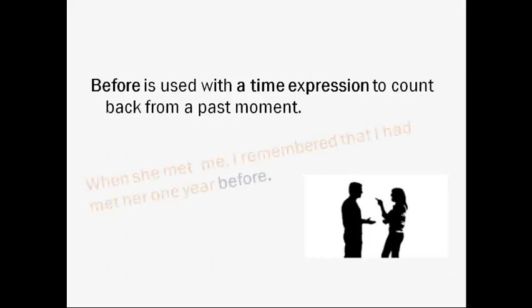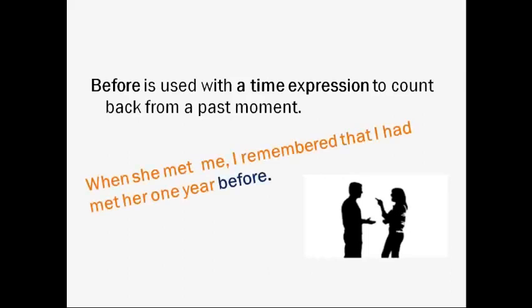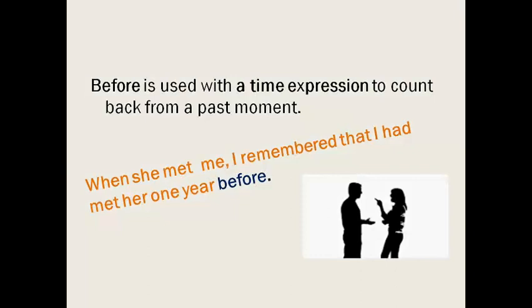Let's see an example. When she met me, I remembered that I had met her 1 year before. Here you see, she met me, that time is already past, and I am counting 1 year from that past moment. So I am counting 1 year not from the moment when I am saying this sentence, rather I am counting 1 year back from a past moment.